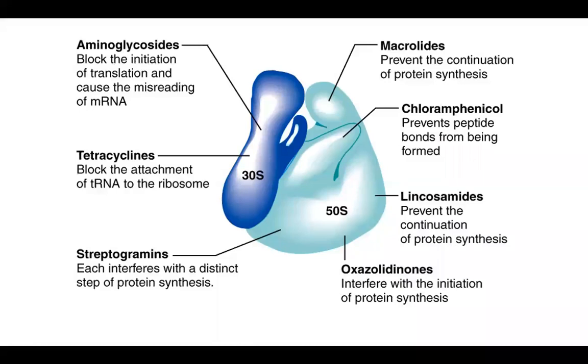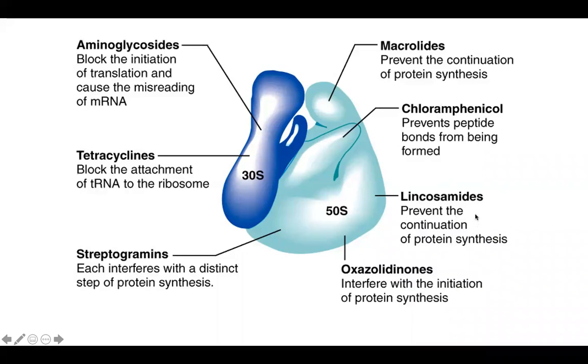So aminoglycosides, and of course it is assumed you've done in biochemistry the dogma of molecular biology, from DNA to RNA to proteins. So aminoglycosides block the initiation of translation and cause the misreading of messenger RNA. On the other hand, tetracyclines will block the attachment of the transfer RNA to the ribosome. And on the larger subunit, you have the macrolides, which prevent the continuation of the protein synthesis. You have chloramphenicol, which prevents peptide bonds from being formed.